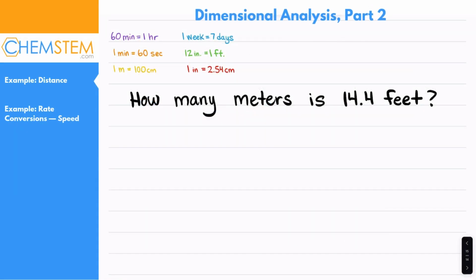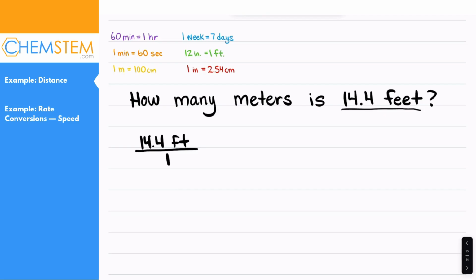Let's do a couple more examples. This one says, how many meters is 14.4 feet? So I know one thing here. I got 14.4 feet. So I'm going to put 14.4 ft, and I can put it over 1.